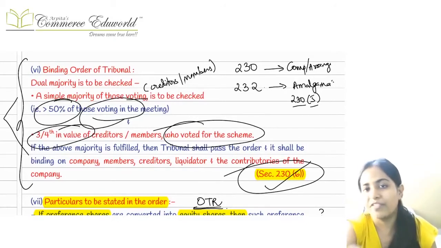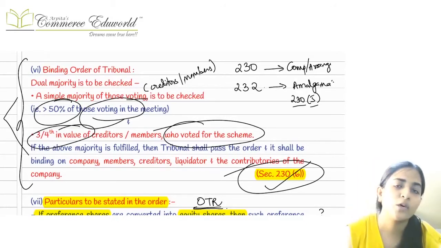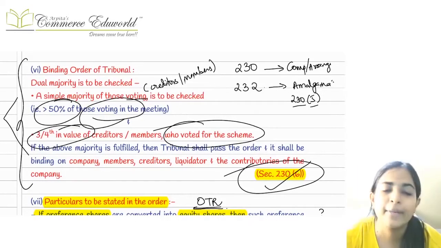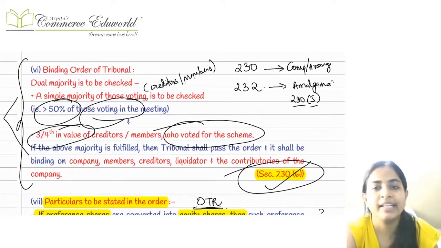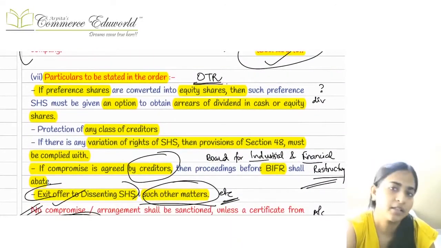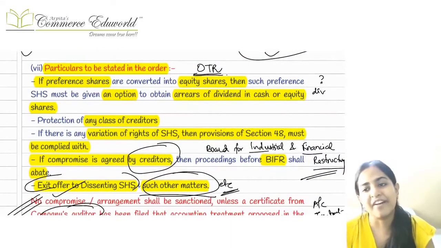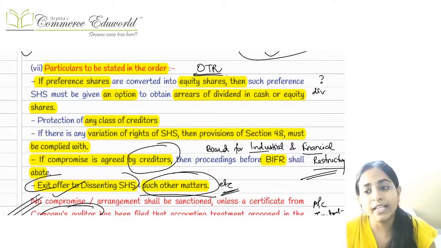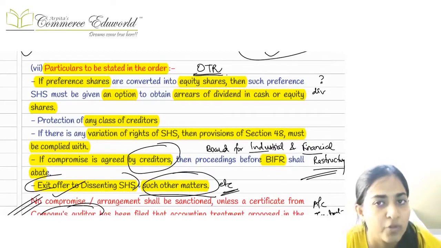Okay, in the regular batch, we have done a question on this. Also, when you go and try the question answers, you will get it there too. Once this dual majority has been achieved, it is assumed that the scheme has been approved and the tribunal is going to pass the final order, which will consist of the details of the scheme, that is, what is going to be the effect of this compromise or arrangement.